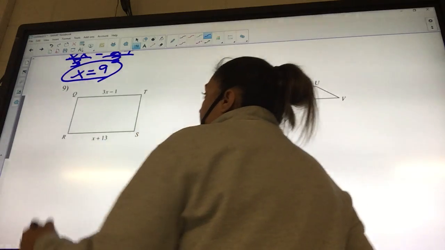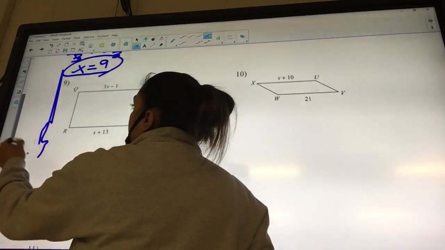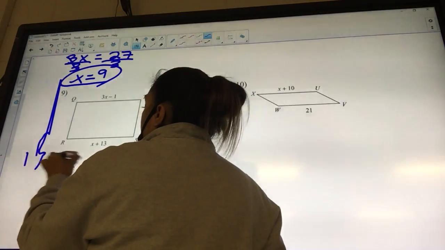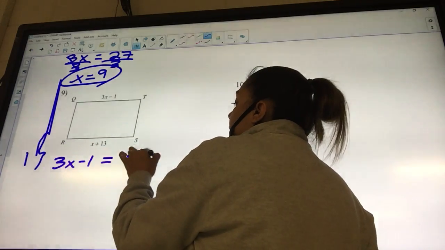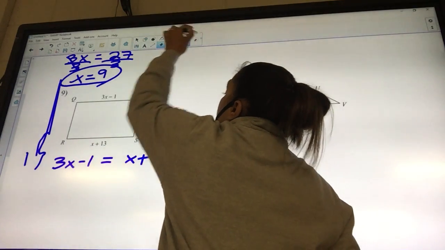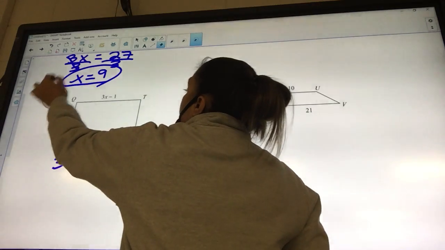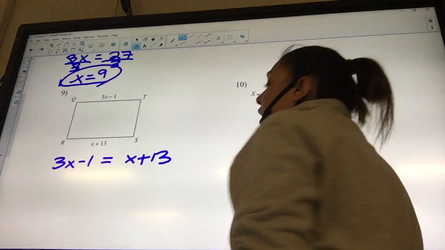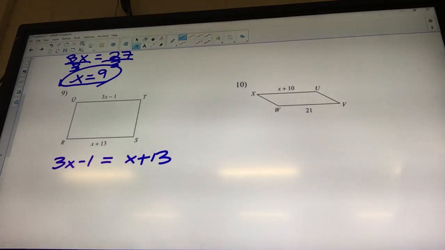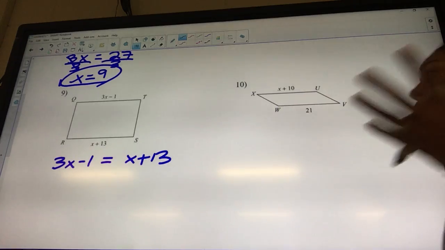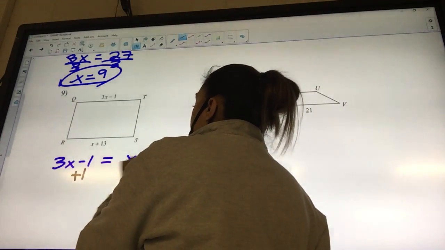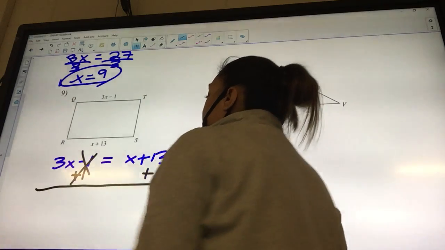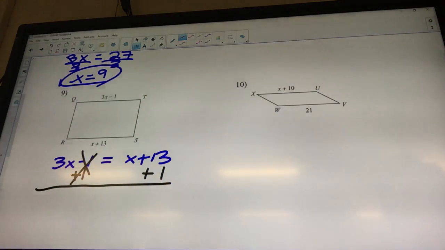So one side is 3x minus 1 equals the other side, which is x plus 13. So we got to move all our letters to the left and our numbers to the right. So what needs moved? The plus 1. Plus 1 on both sides, and we're going to put that with the 13 because it's just a number. What else needs moved? The x's.